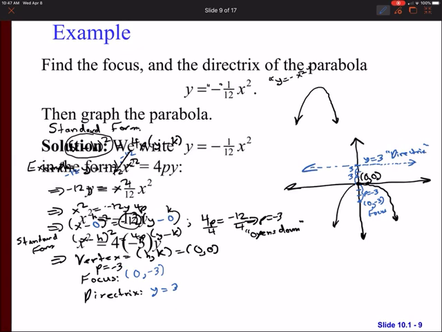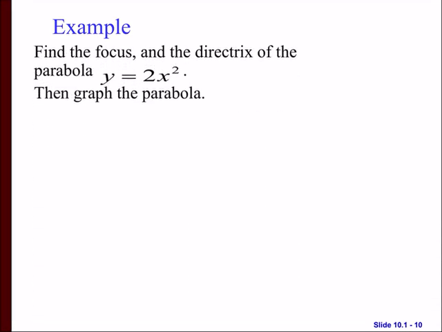All right, we'll look at our next example here, work through it. Find the focus and the directrix of the parabola y equal to 2x squared, and then graph the parabola. So same thing, let's analyze this graph. So y equal 2x squared.